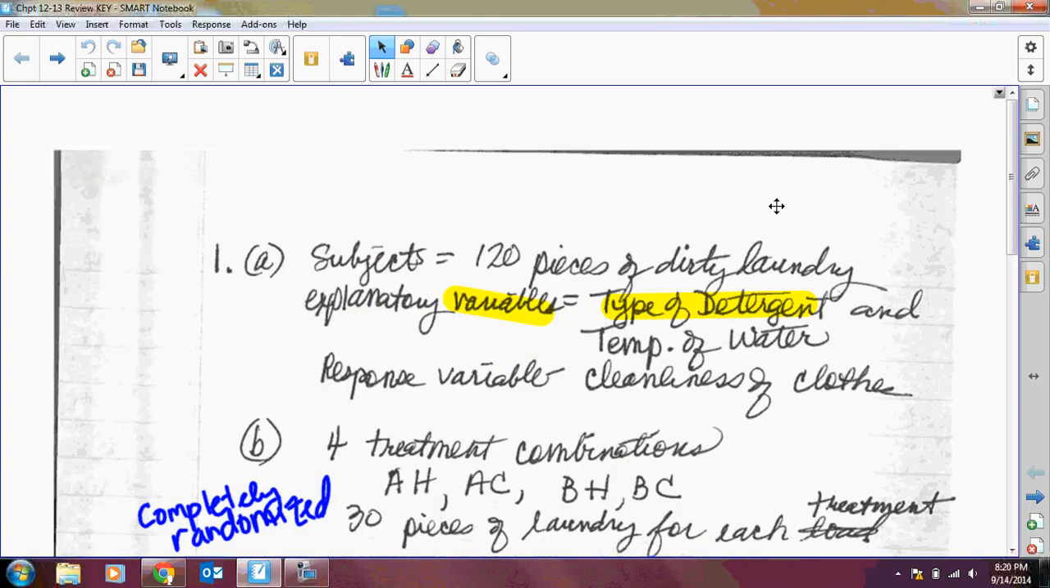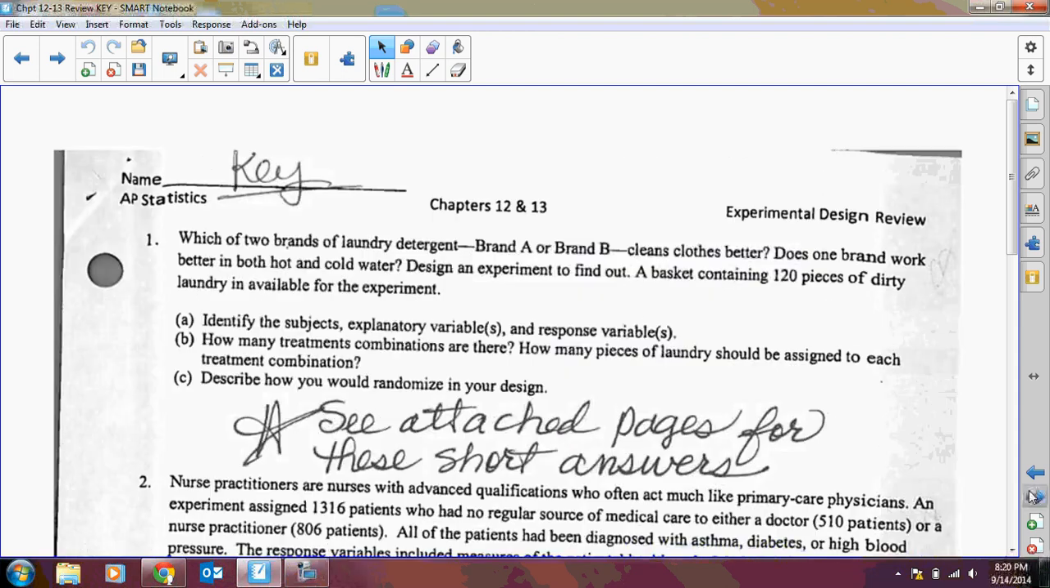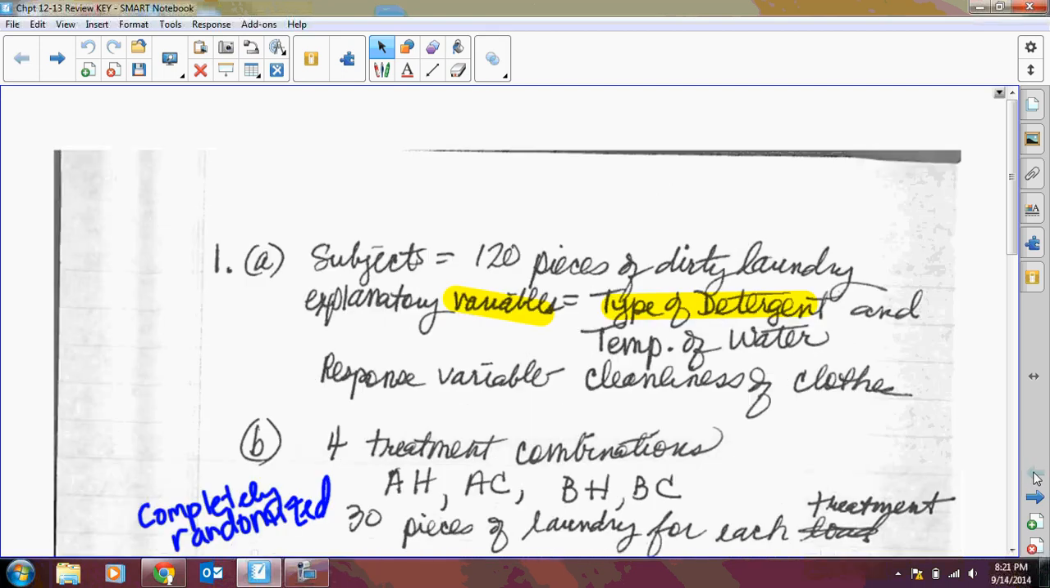All right. So, with all of that being said, here is the start of the review. Okay, the first part has some free response on it. I'm not going to try to go over this too terribly much. This first problem, let's kind of review that, is about the laundry detergent, which cleans better. You have 120 pieces of dirty laundry available for the experiment. So, identify the subjects, explanatory variables, and response variables. So the subjects are the 120 pieces of dirty laundry.